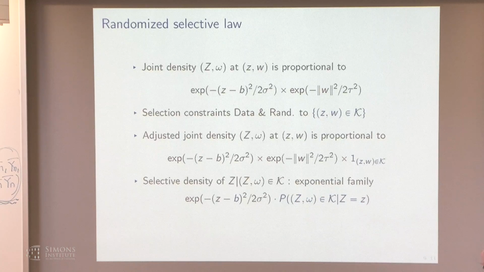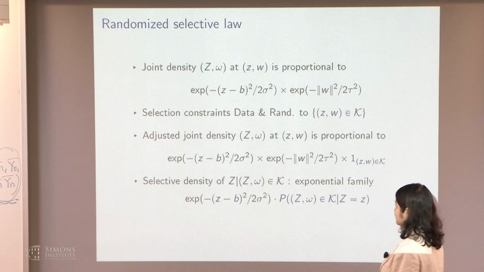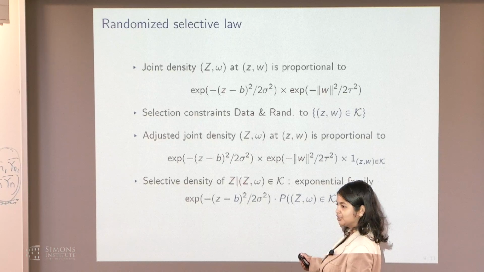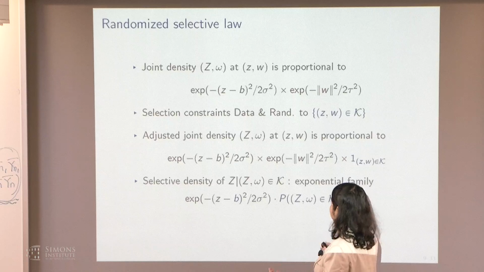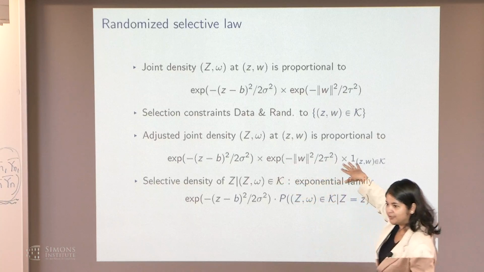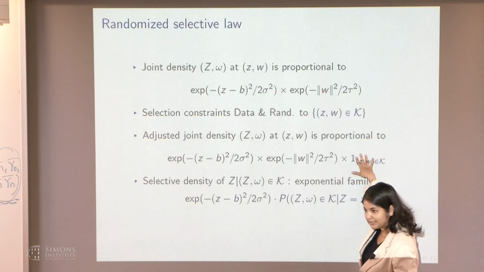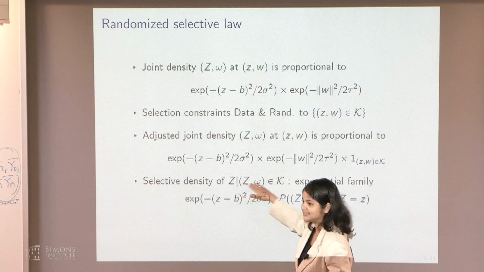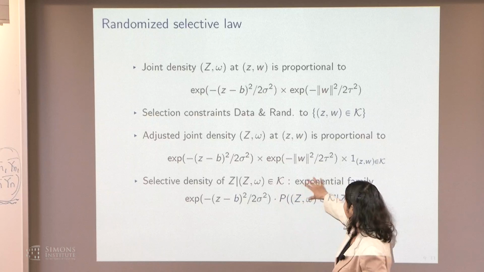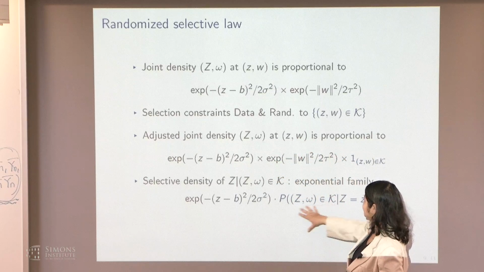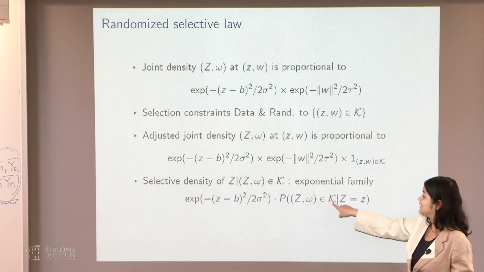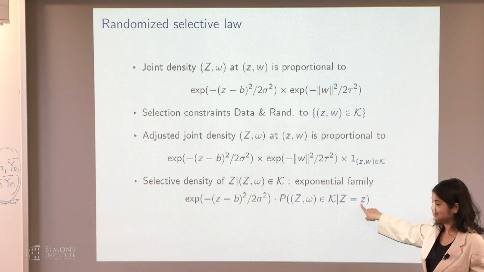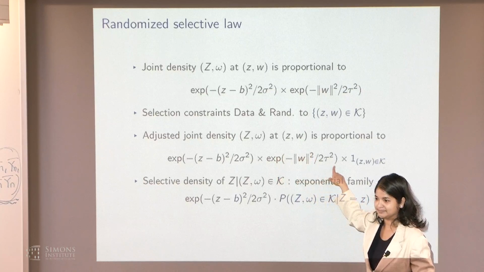Okay, so now let's look at this density a little further. What I'm interested in is inferring about parameter B. So what is the marginal law of data conditional on this selection event? The marginal law can be obtained by just marginalizing over the randomization part, right? This is the joint law. I integrate out the W's to get the marginal selection adjusted law of data conditional on selection. Once I integrate over W, what I get is this factor: the probability that randomization lands in the selection region, conditional on the data value being Z. This is just obtained by integrating over omegas.